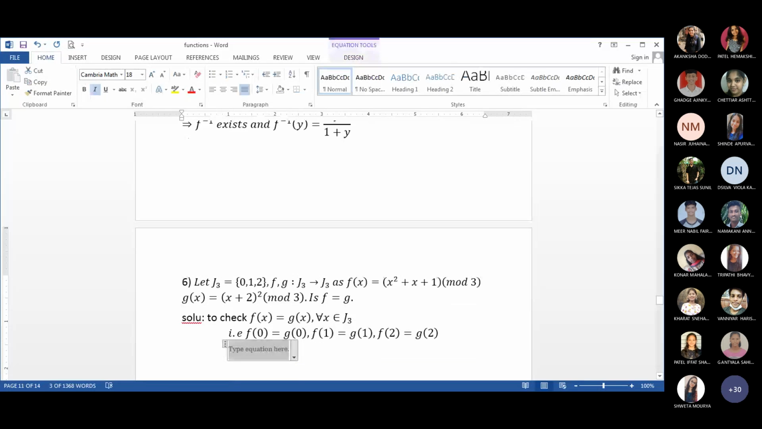We have to check f is equal to g. That means we have to check whether f of x is equal to g of x for all x belonging to the domain, and the domain has 3 elements. So I have to check whether the function values are satisfied at all three elements: f of 0 is equal to g of 0, f of 1 is equal to g of 1 and f of 2 is equal to g of 2. How will we check this? Simple thing, we will find all the values.